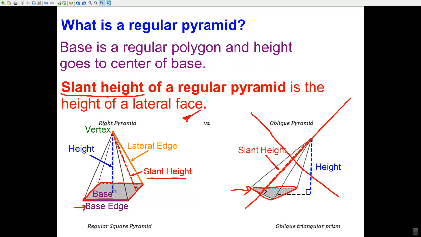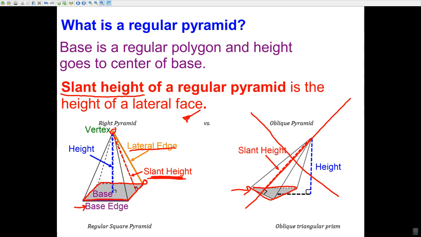The lateral edge, okay, is something that's good to note, but we're not going to typically find it as much in our problems. They go from the top to one of the corners of your polygon at the bottom, one of the corners of your base. Now, are you going to use this much? No, what you're typically going to be finding is this slant height. So a lot of people mix up what's the difference between lateral edges and slant height.